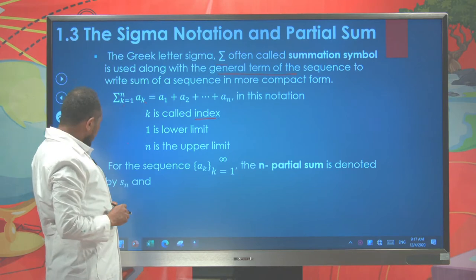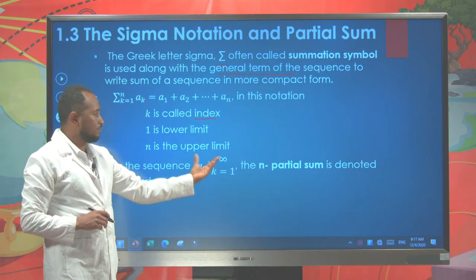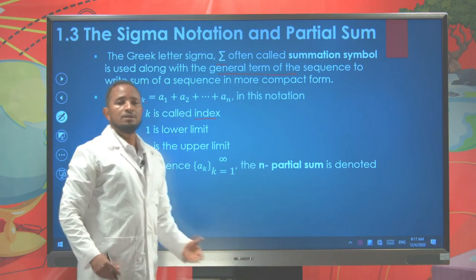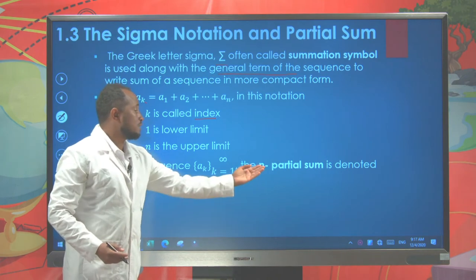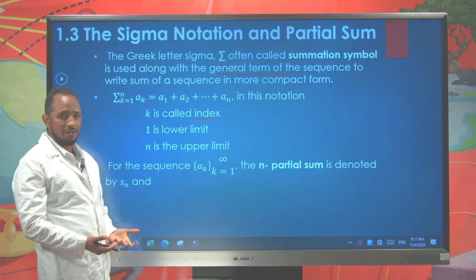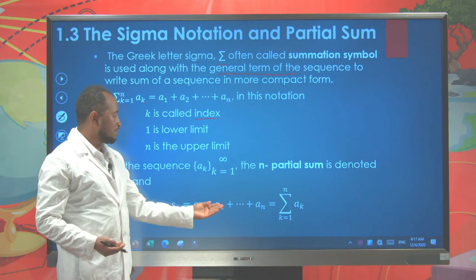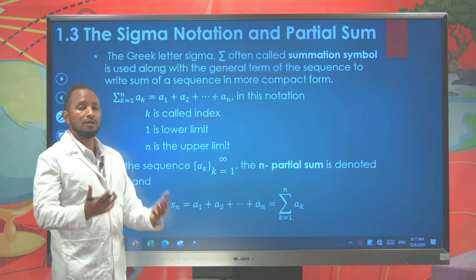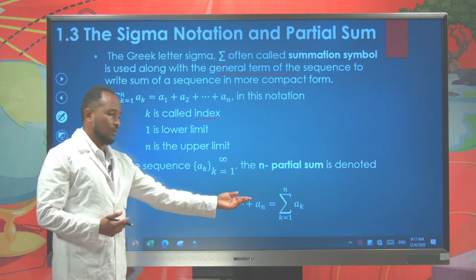If we have this sequence, k starts from 1 up to infinity, the nth partial sum, that means the sum of the first n terms, is denoted by the symbol S_n. It's given by S_n equals a_1 plus a_2 up to a_n. That means S_n is the sum of the first n terms of that sequence, starting from the first one, a_1 plus a_2 up to a_n.